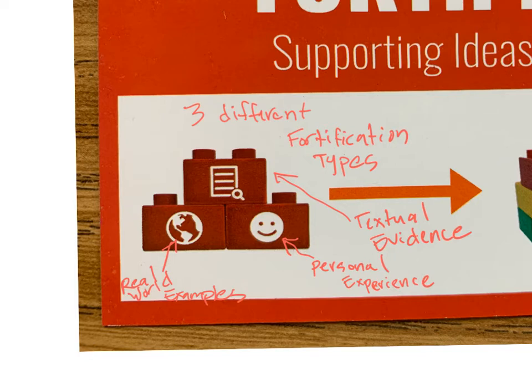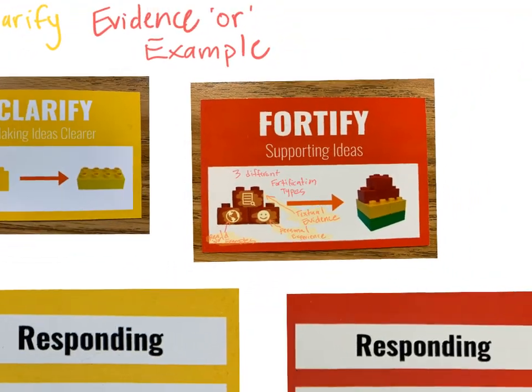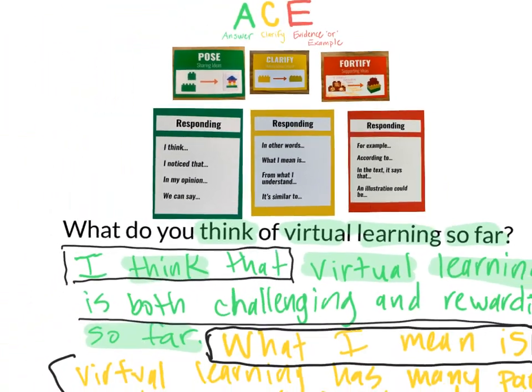Just to highlight those one more time, we got real world examples, okay? Anything that happens in the real world. We have textual evidence, things that you get from text, articles, could be something even that's been written into a video, okay? And then you have personal experience, okay? That is your own experiences that you've had. And those are all things that help to fortify or support the idea that you're putting forth. And let's take a look at how we can use some sentence starters to finish that.